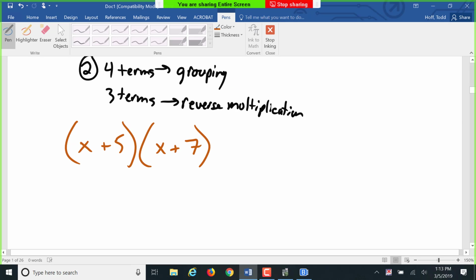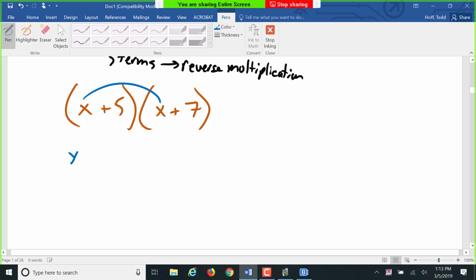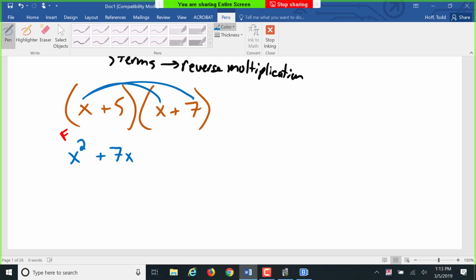So if I try to multiply 2 binomials like this using FOIL, you recall the F was the first digits. X times x makes x squared. We did the outside. X times 7 makes 7x. That's the O, the outside digits. We did the inside. 5 times x makes 5x. That's the I, the inside digits.